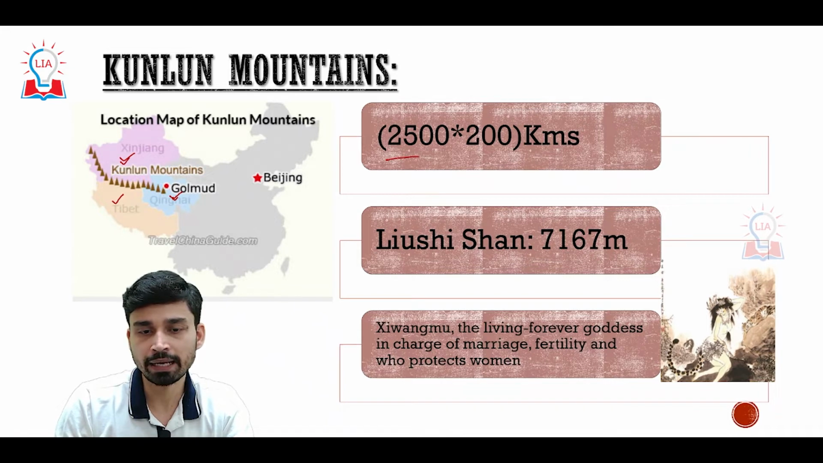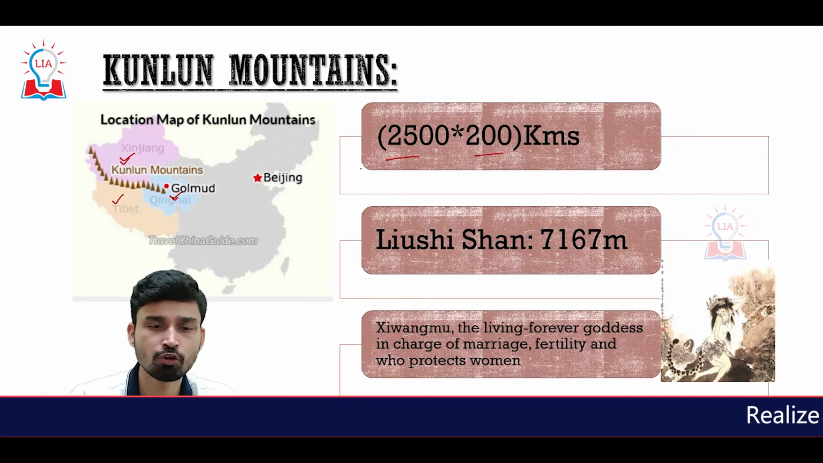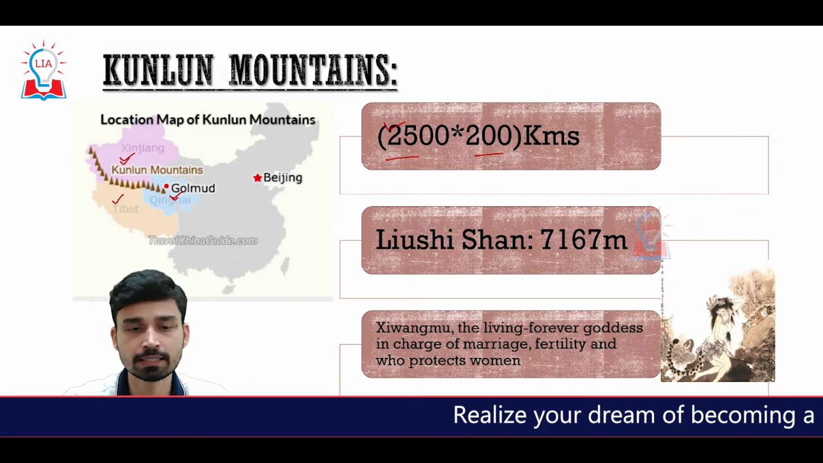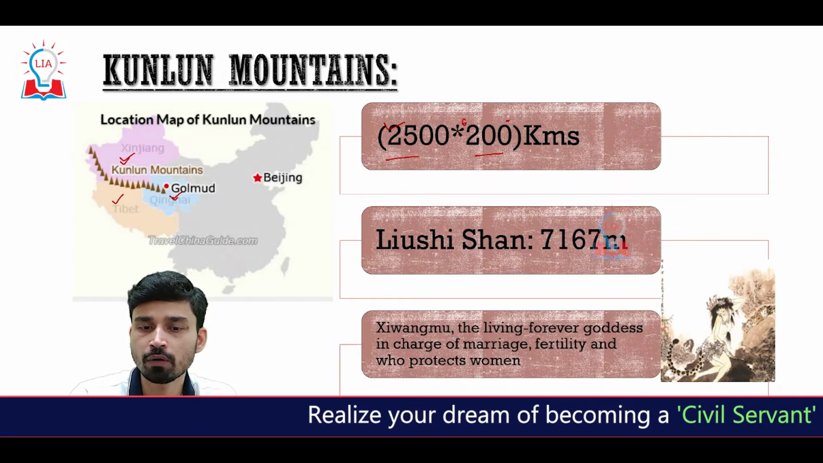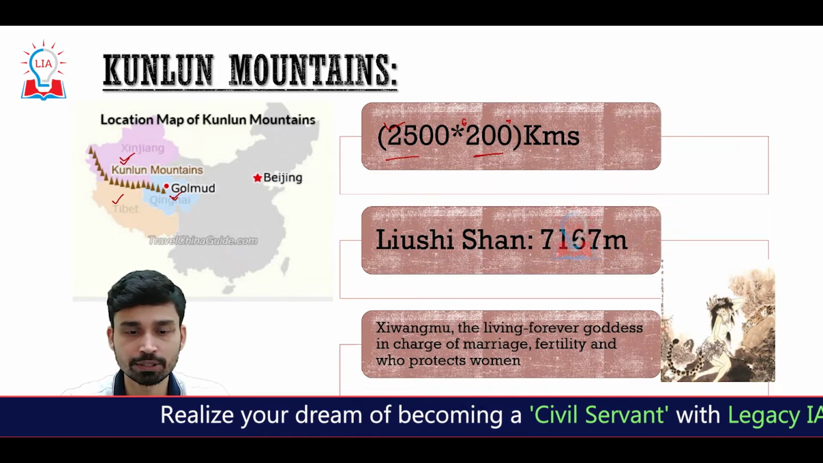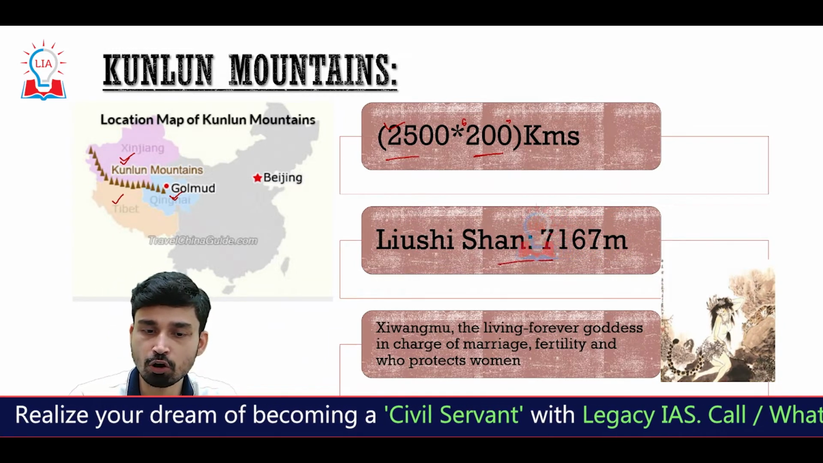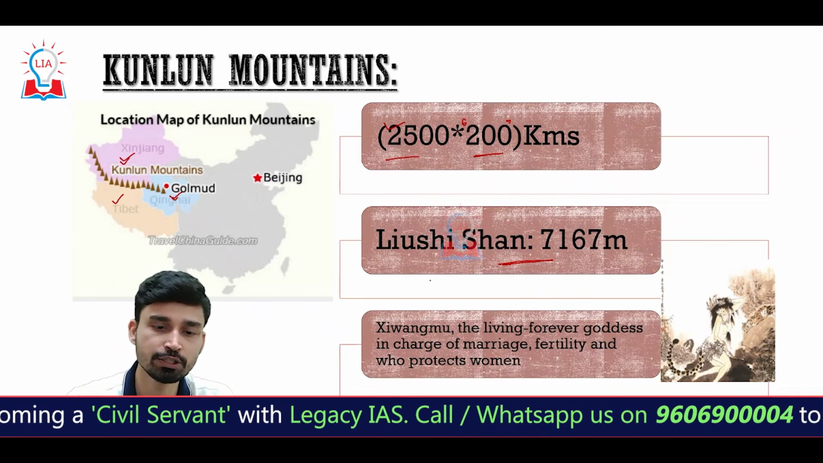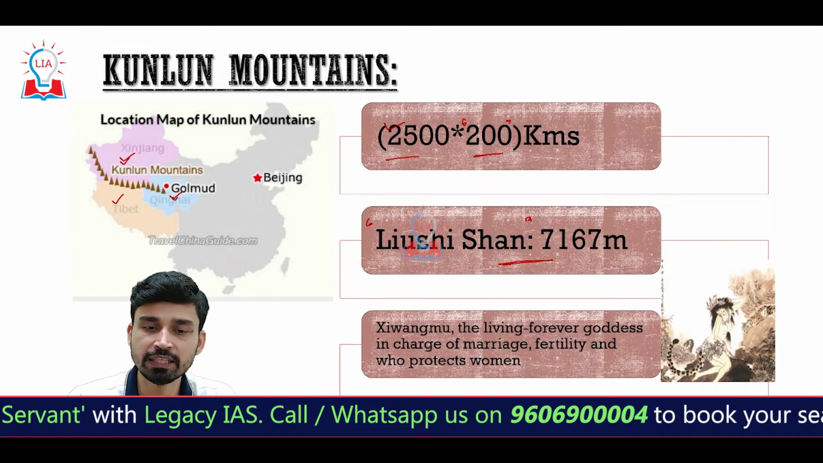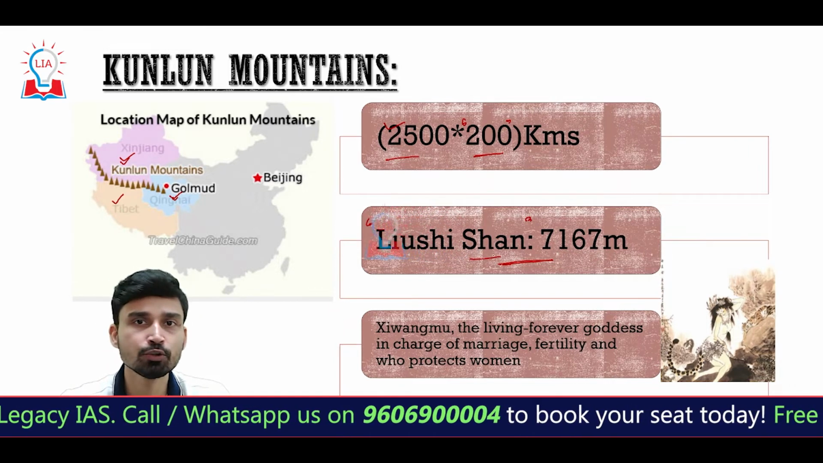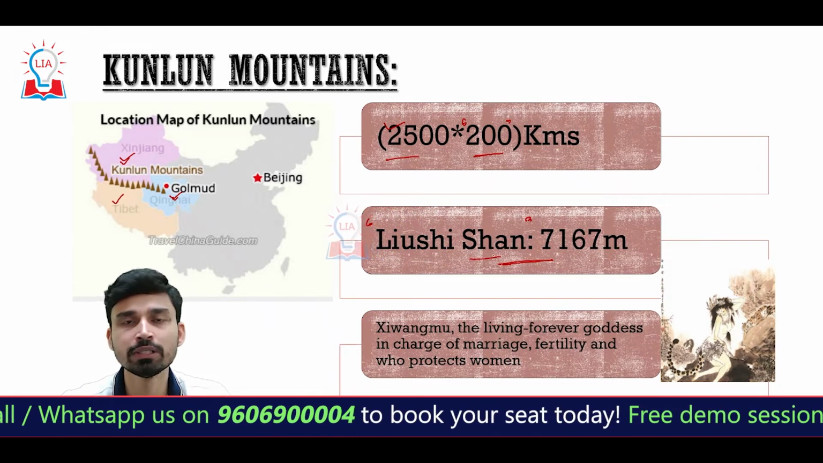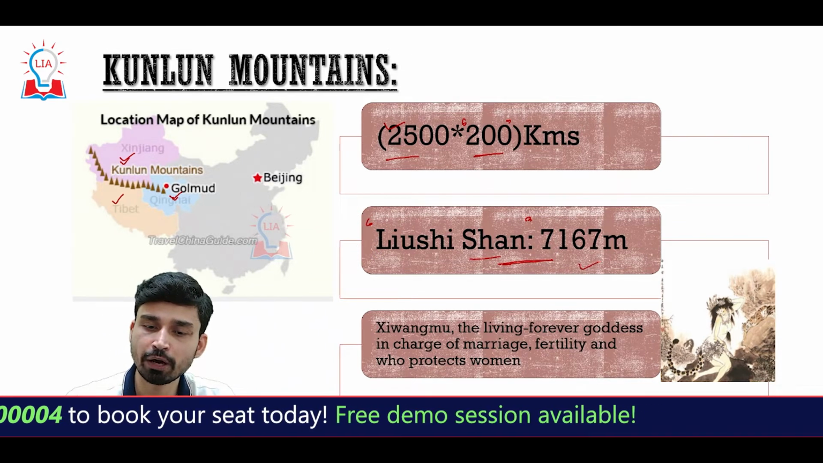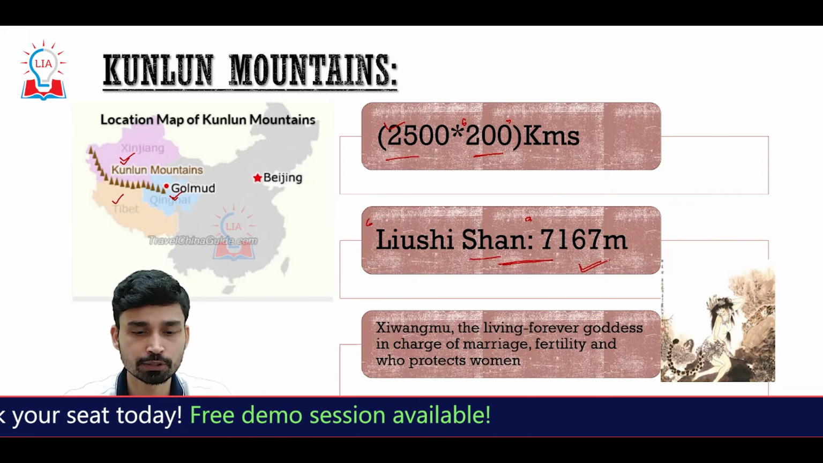Overall, the length of this mountain range is almost 2,500 kilometers, extending from west to east, and the average width of this range is around 200 kilometers. The highest peak of this mountain range is at an altitude of 7,167 meters, known by the name of Liushi Shan. Shan is a Chinese word which loosely translates into mountain. So Liushi Mountain is the highest peak of the Kunlun mountain range.